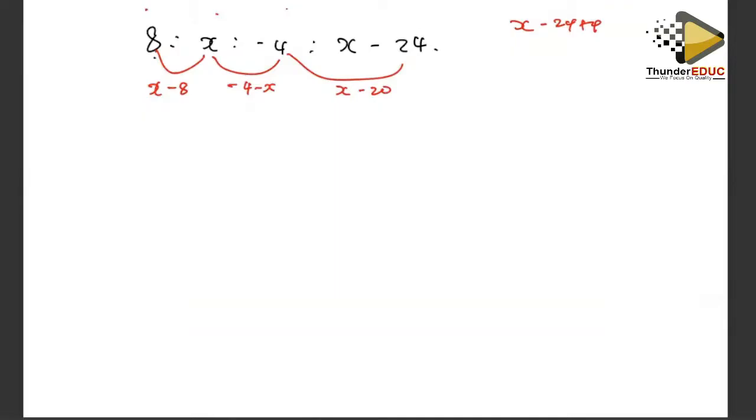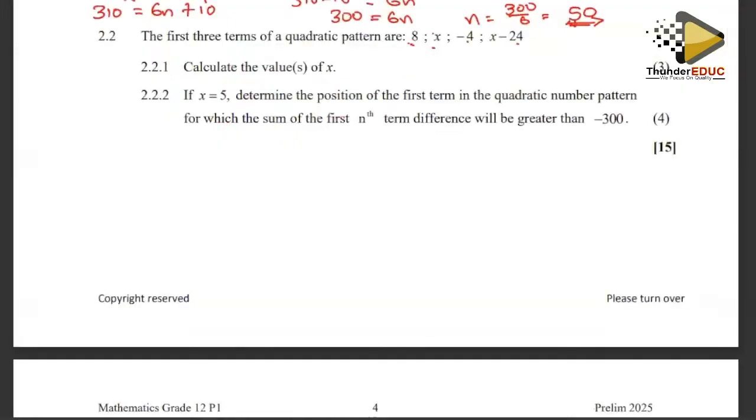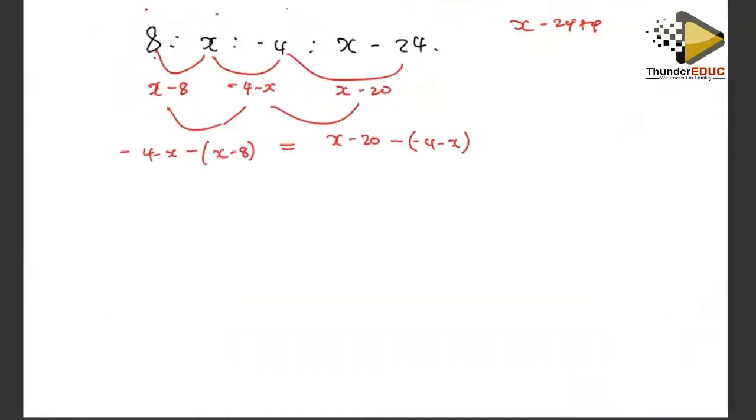Then I need to get the second difference here. So it's going to be negative 4 minus x, put brackets for that, and then here, x minus 20, insert brackets there. Okay, so this is our second difference. We know that the second difference must always be the same, so I'm going to equate. Is that what the question is asking? Yes, asking for x. So equate the two, meaning that I have negative 4 minus x plus 8 is equal to x minus 20 minus, and this is plus 4 plus x.